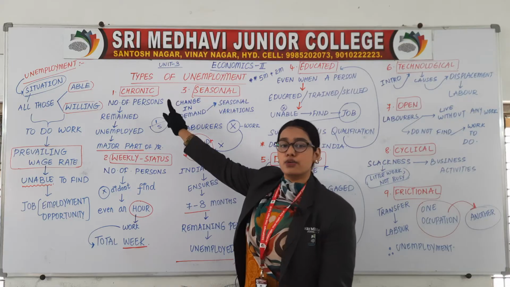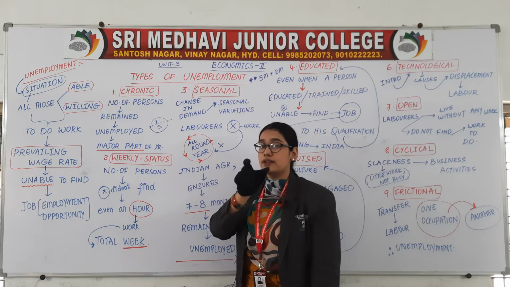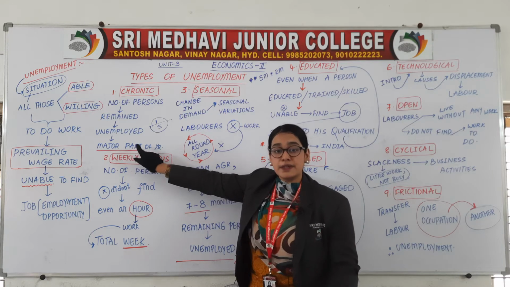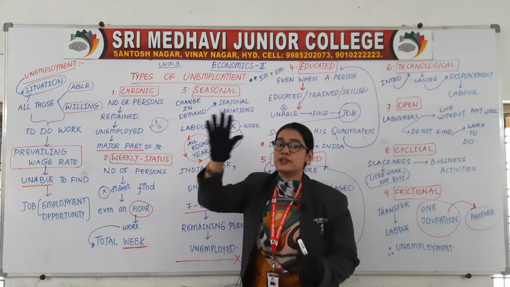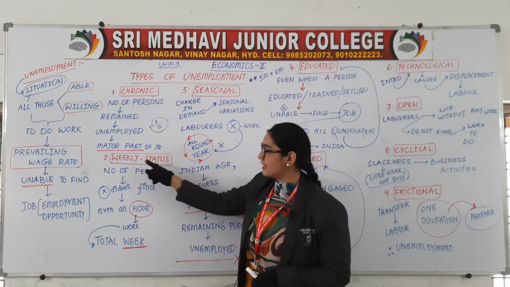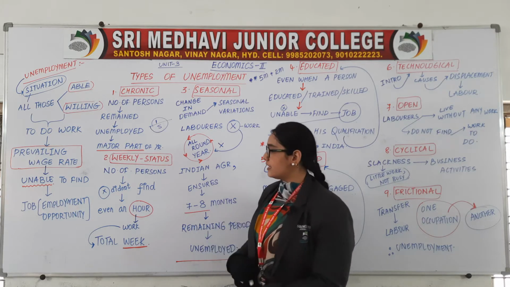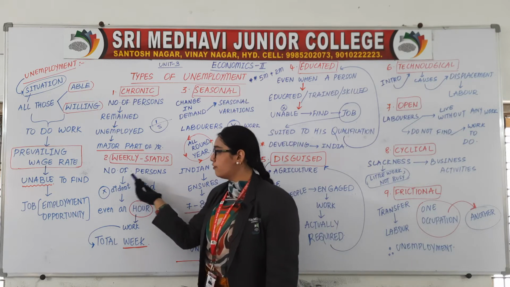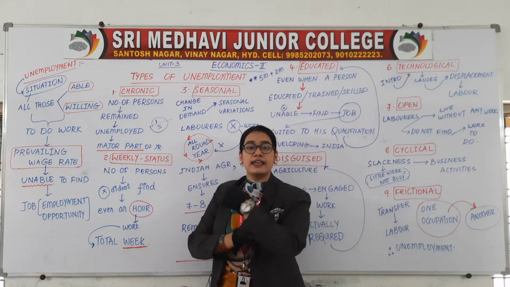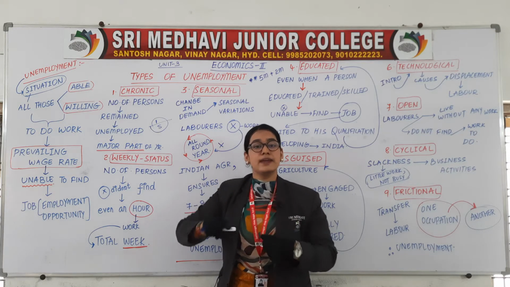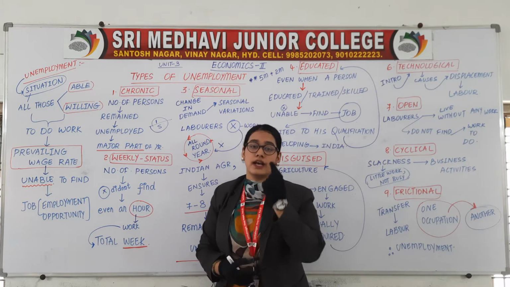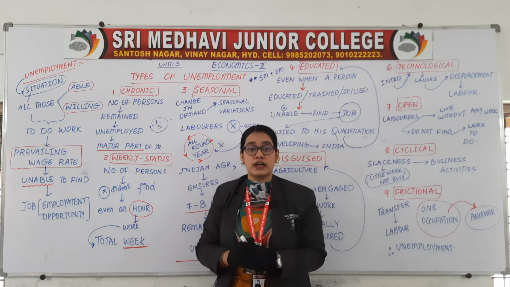First category is chronic unemployment. Remember only one important word in every point. The important word here is major part. Any person who is unemployed for a major part of the year is called chronic unemployment. Then second category, weekly status unemployment. Number of persons who did not find even an hour of work. Even an hour. How many hours are there in a day? 24 hours. So the person is not getting even 1 hour of work from all the 24 hours.